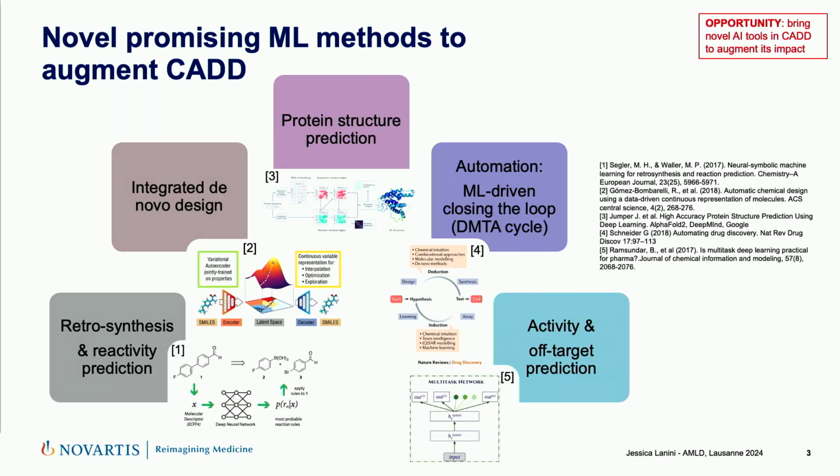Of course, the CAD tools have evolved over the years, and with the introduction of machine learning techniques, we got a big boost in activity in our CAD group. Here I just mention some of the opportunities of applying machine learning in CAD. We have examples in retrosynthesis and activity prediction, and in protein structure prediction. You may have heard about AlphaFold. Then there is automating the so-called DMTA cycle, which I will present later, or coming up with models for activity and off-target prediction. And at the center of this talk, the integrated de novo design.